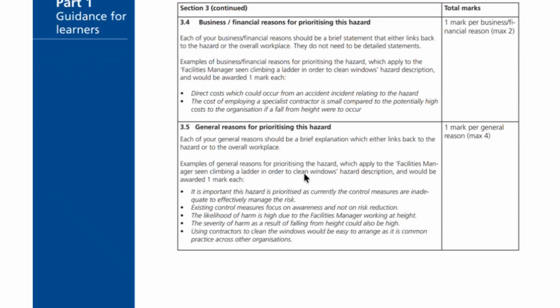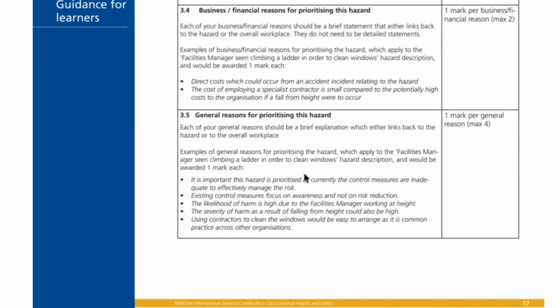Then coming to section 3.4, business or financial reasons for prioritizing this hazard. So what are all the financial reasons? What are all the different costs involved if they fail to manage health and safety at the workplace? You can think about the cost which your company may incur. You can think about direct costs. You can think about indirect costs. Okay, so you can write it over here.